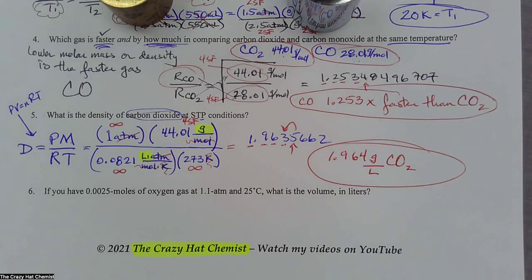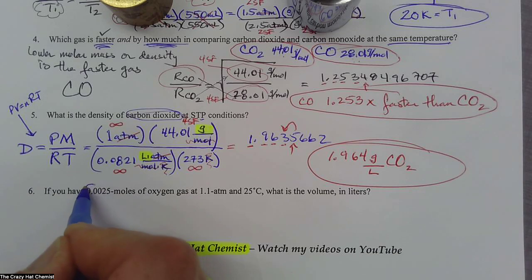That is the density of carbon dioxide at STP conditions. Standard temperature and pressure. That's what STP conditions are, standard temperature and pressure. All right, we got one more problem to do. Let's give this one a try.